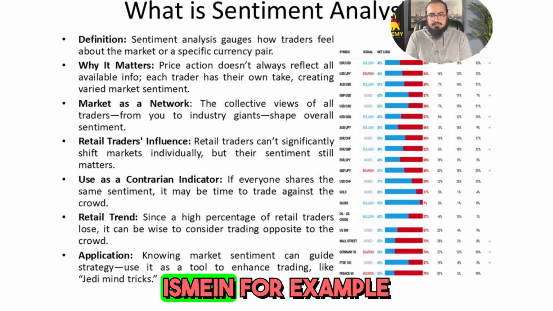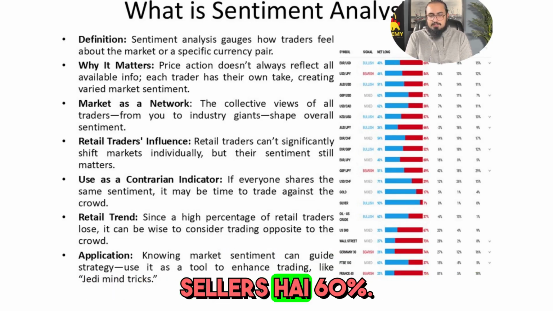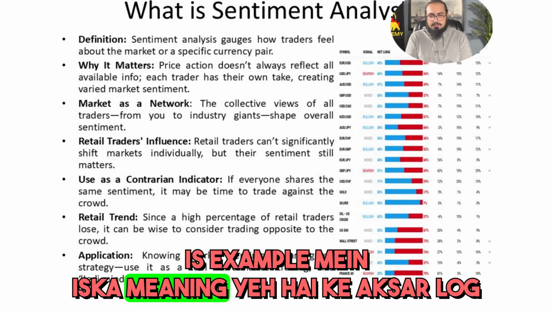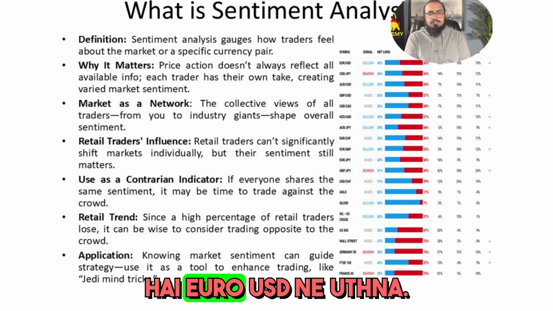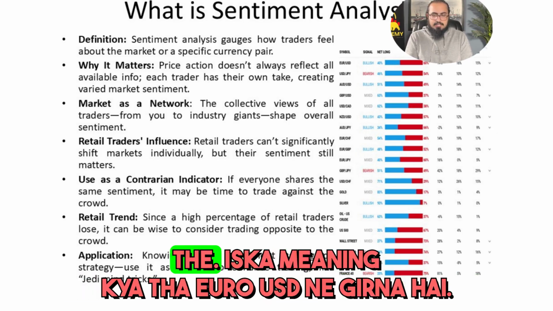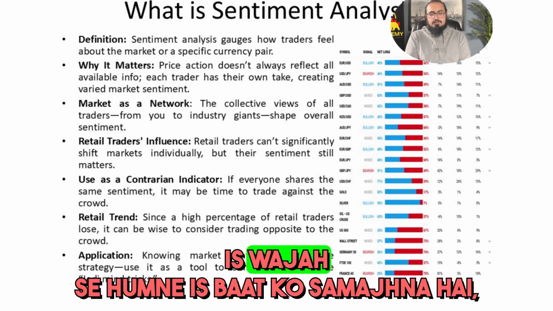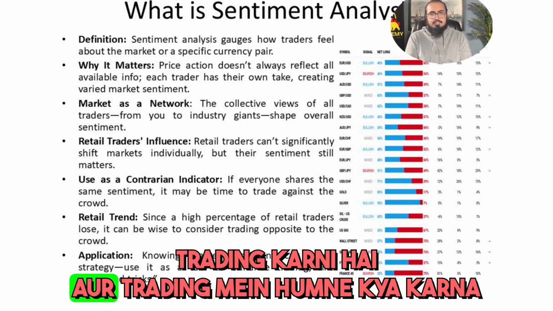Now, for example, in front of you, at this time, we have buyers for Euro USD. 40% are buyers, 60% are sellers in this example. What does it mean if most people are selling? It means Euro USD is going to rise. Similarly, if 60% were buying, what would it mean? Euro USD is going to fall. Because of this, and we understand this point, we have to trade by understanding the market sentiment.